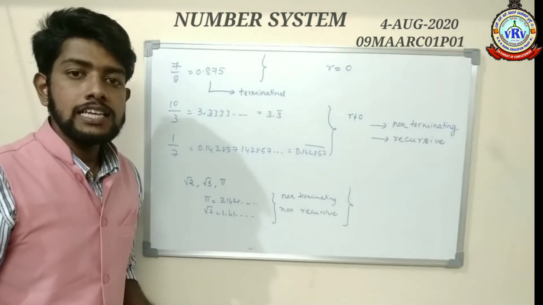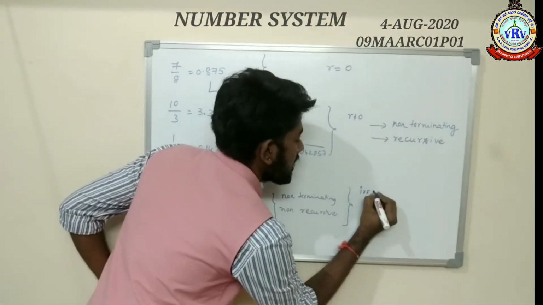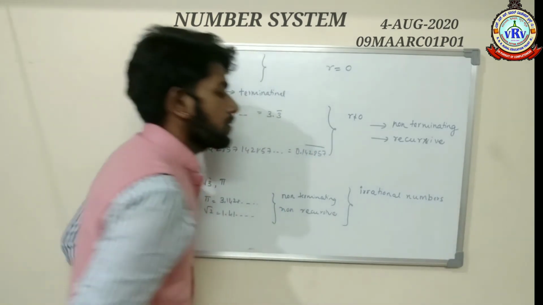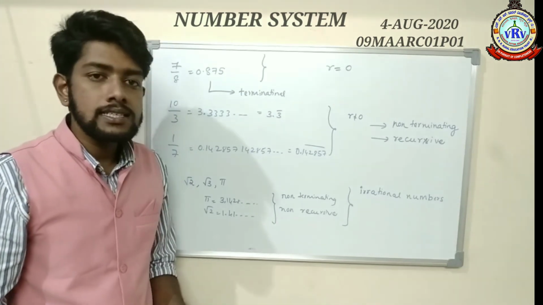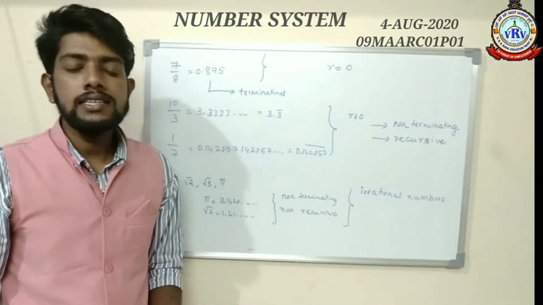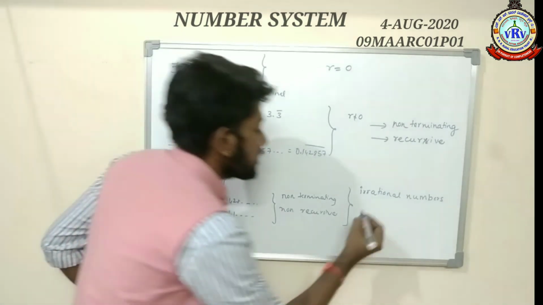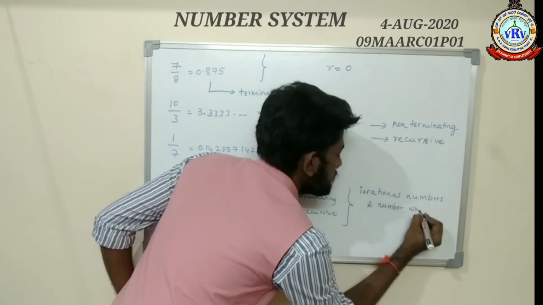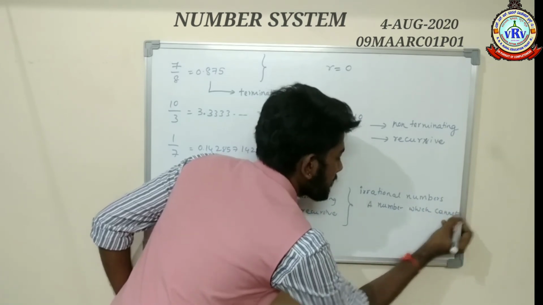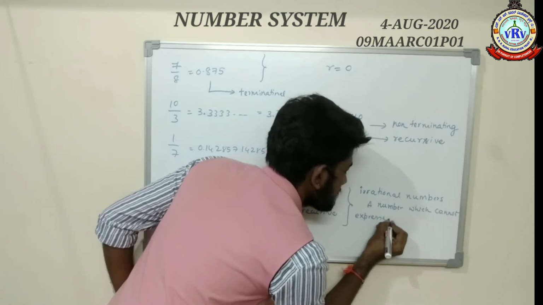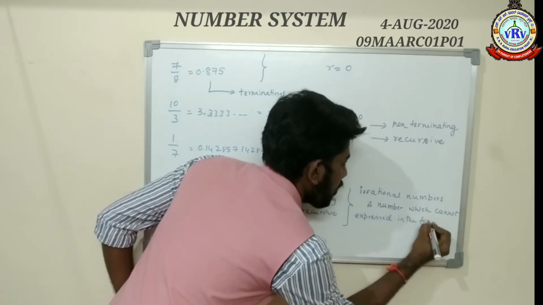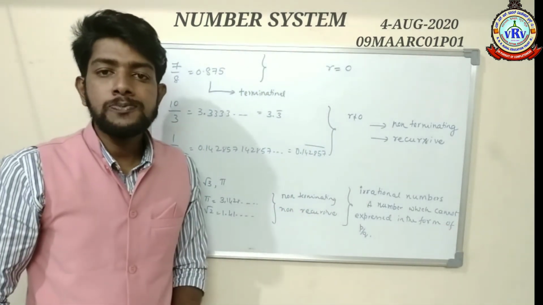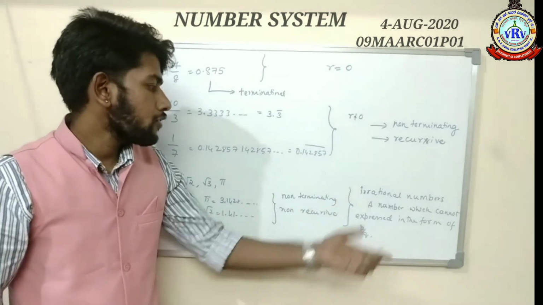Then such a collection of numbers is known as irrational numbers. So we have one more collection, namely irrational numbers. I can define this as a number which cannot be expressed in the form of p by q.